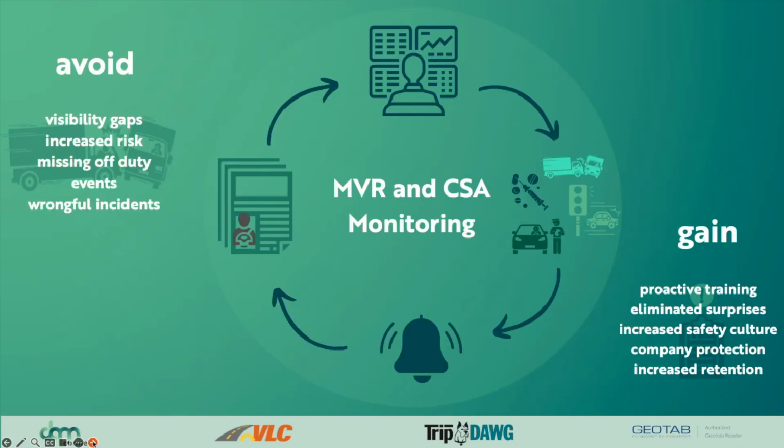Another good practice is to participate in an MVR and CSA monitoring program. The FMCSA requirement is annually to pull an MVR and review, but like we talked about earlier, that leaves 364 days of a gap on knowing if a violation has occurred for your driver. Participating in a monitoring program can avoid visibility gaps, avoid increased risk, missed off-duty events, and wrongful incidents that can affect your safety score.